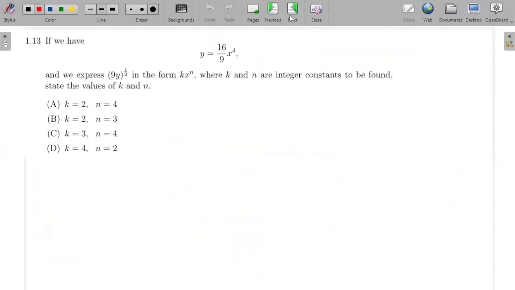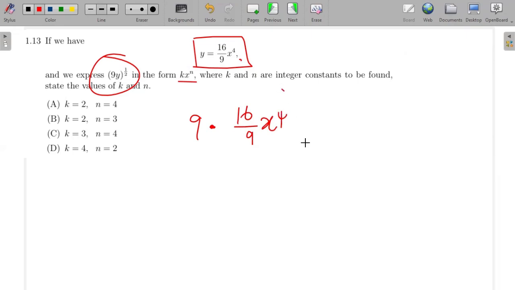And then we go to question 13 now. So question 13 is very easy. So they're saying if we have y being equal to this, and we express 9y to the power half in terms of kx^n, where k and n are integer constants to be found, state the values of k and n. So here I'm going to write this expression, but where there's y, I'll put this. So I'll write 9 multiplied by, where there's y, I put 16 over 9, x to the power 4. And then this whole thing is raised to the power half.